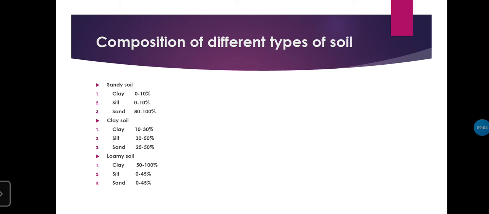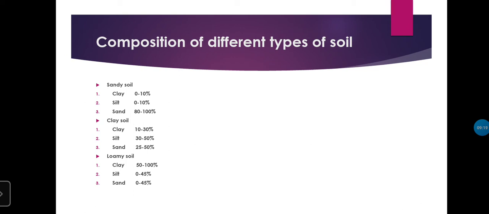Under clay soil, clay is 10 to 30%, silt 30 to 50%, sand 25 to 50%. What is more abundant? Silt. Silt is more abundant in the clay soil.